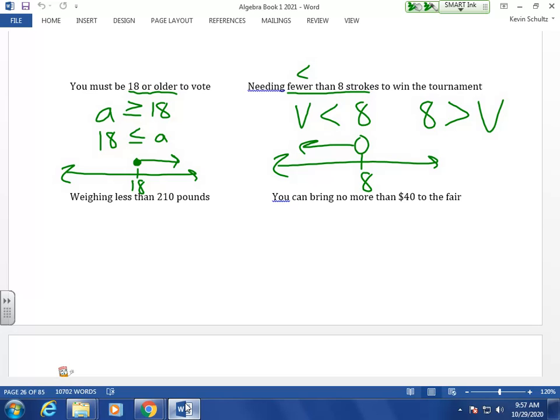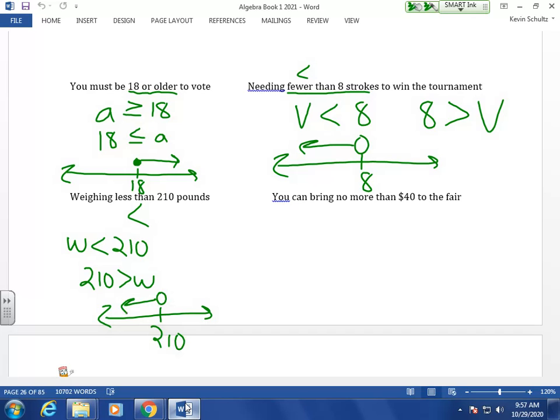Weighing less than 210 pounds, less than, of course, would be that symbol again. So we have W is less than 210, or 210 is greater than W. Your graph, open circle at 210, going to the left.